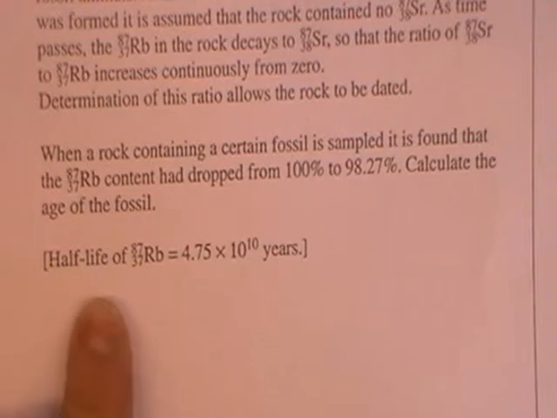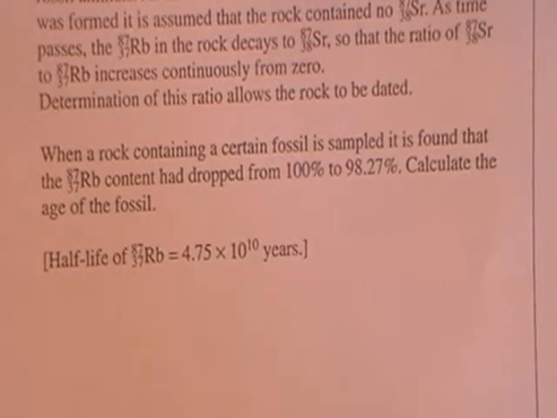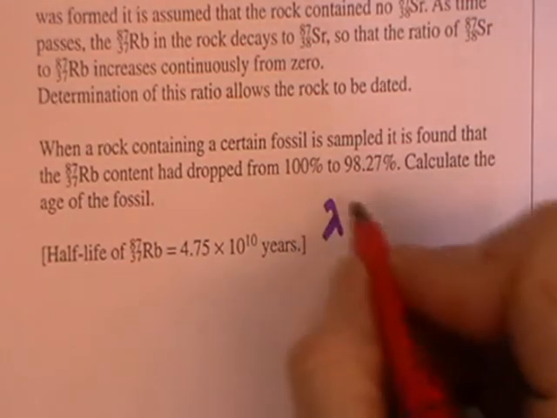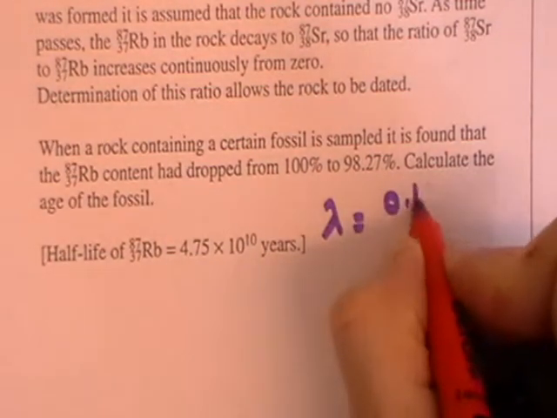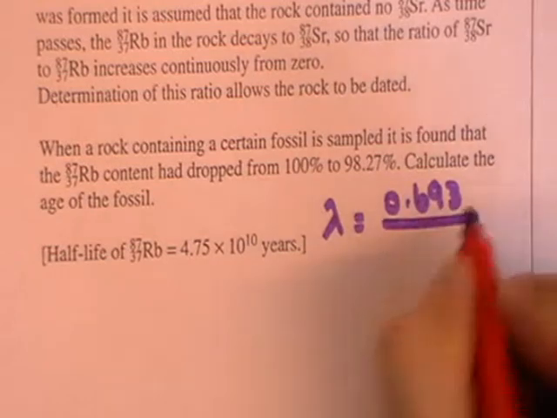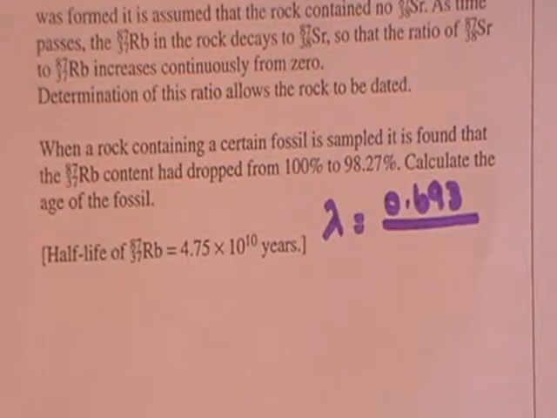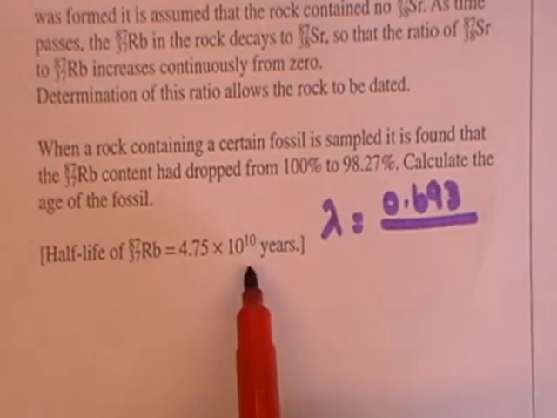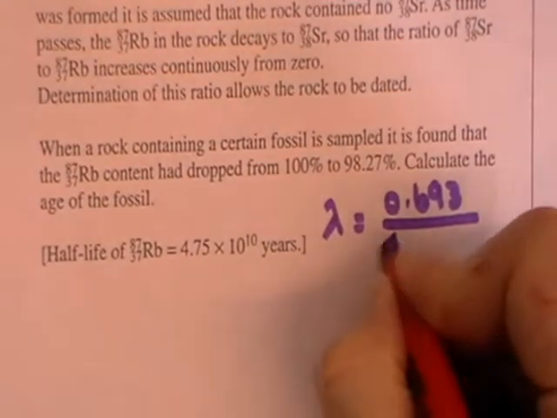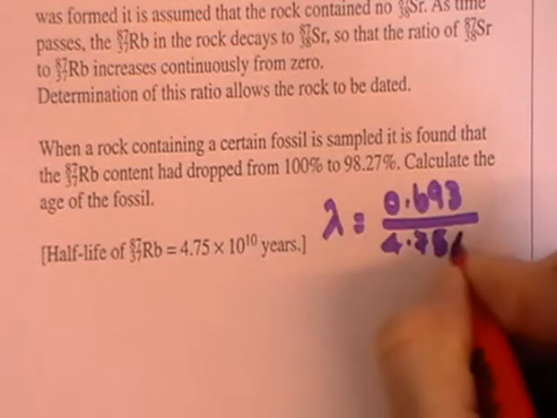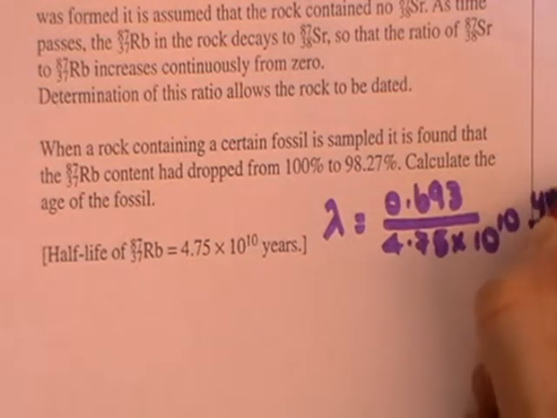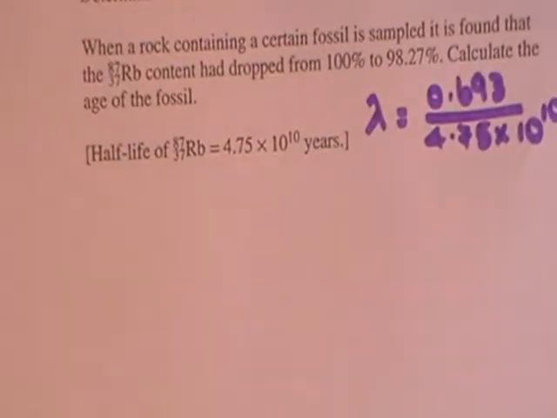And it gives you the half-life of rubidium is 4.75 by 10 to the 10 years. So I'm just going to do a wee calculation here at the side to work out lambda. Lambda is 0.693 divided by the half-life. Now, since we're working out a time, and our time can be in years, I'm just going to leave the half-life in years. And so that's going to be the value of your decay constant, and it's in years to the minus 1. Okay, so then you're going to put that into your equation.